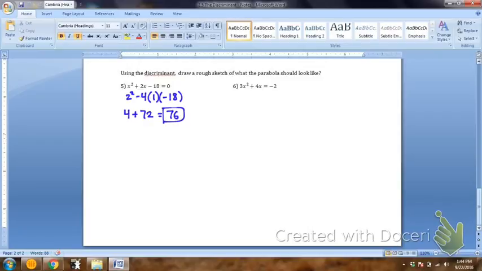So our discriminant is 76. So if it's a positive number, what kind of answers do I have, Justin? 2 real solutions, which means my graph should do what? Cross the x-axis twice. And I know that it opens up because my a value is 1. So I'm going to just open it up. Again, really rough sketch. I'm not even sure if it's going on both sides of the y-axis, but just an up that it's crossing twice.